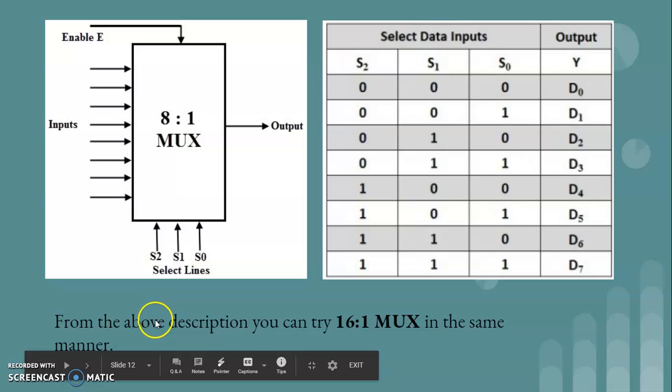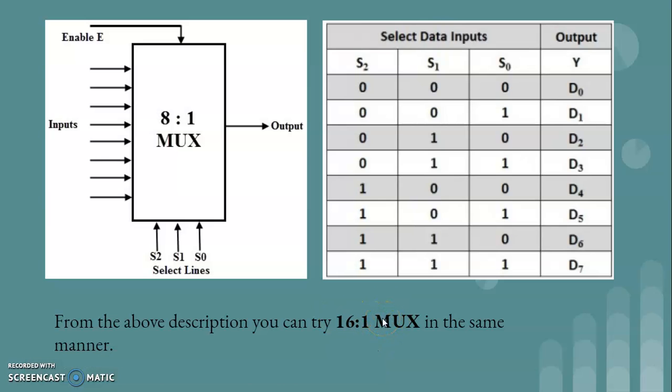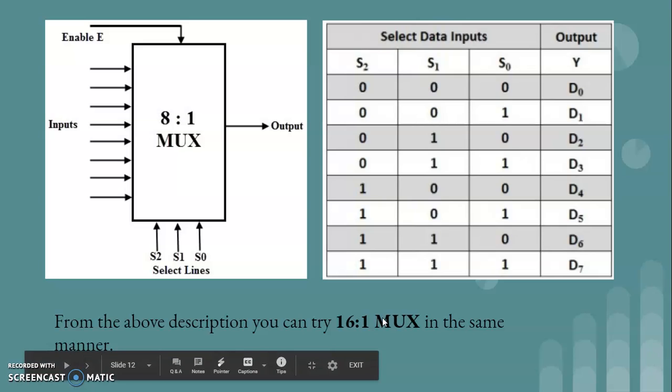Okay. So from the above descriptions that we have seen till now, you can try on your own for 16:1 mux in the same manner. Okay. Hope you can do it.